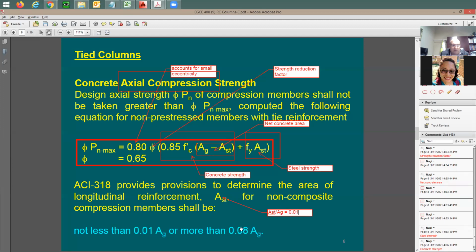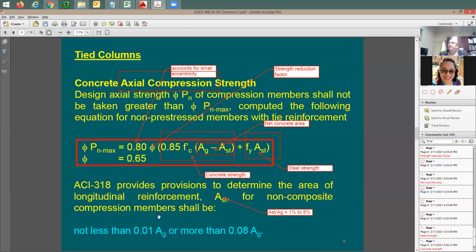We're going to say 0.01. Some people would write it this way, 1% to 8%. You cannot go lower than this limit, and you cannot go above 8%. 8% is going to be too much. The column is going to be crowded. It's going to be congested with reinforcing. You don't want to do this. And also, you cannot go below 1% of the cross-section area of the column itself.